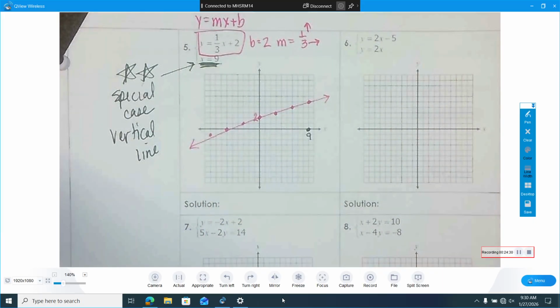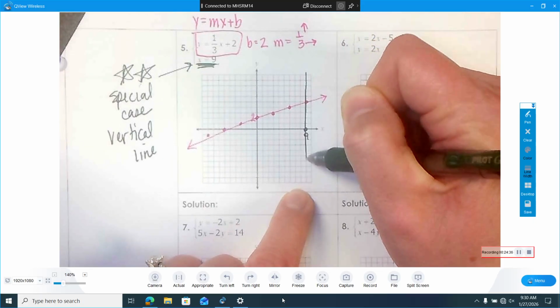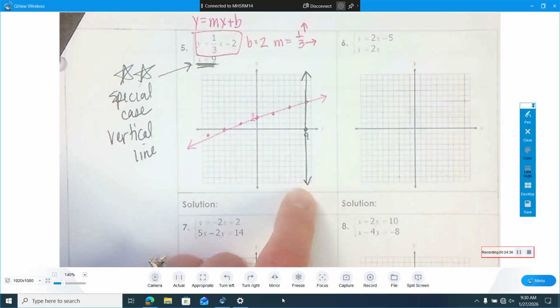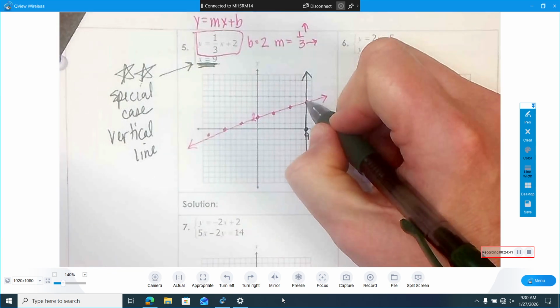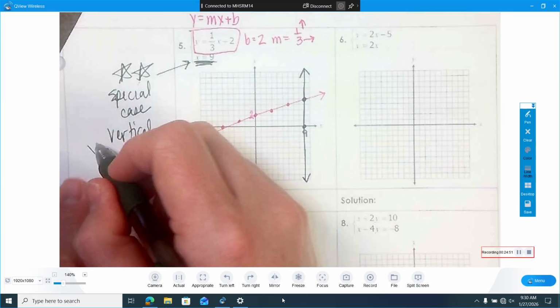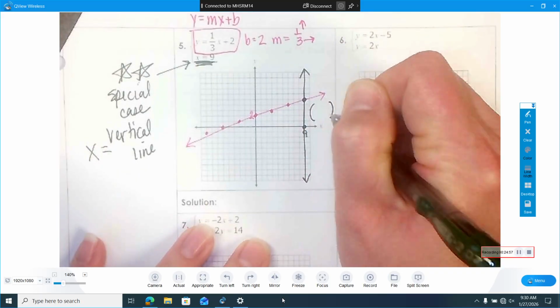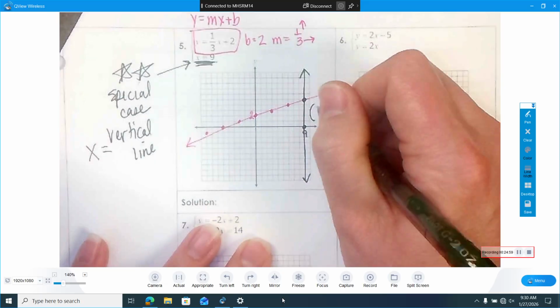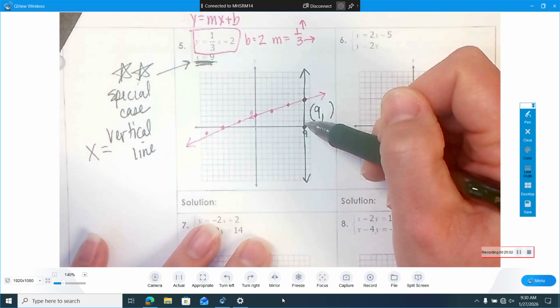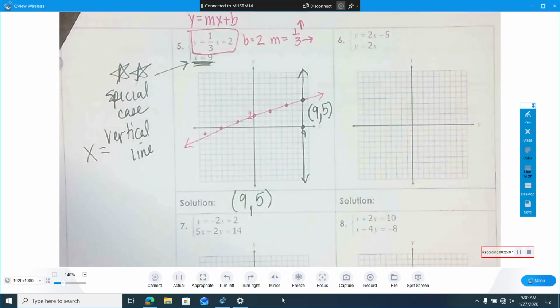And remember, we did these special case lines. Every x value is 9, and that's just a vertical line. Every single point on this line forever and ever has an x value of 9. So be careful, watch out for those special equations, all right? So x equals is a vertical line. Okay, where do they intersect? At 9 for the x value and up how many? 5. 9, 5. So our solution is 9, 5. Super.